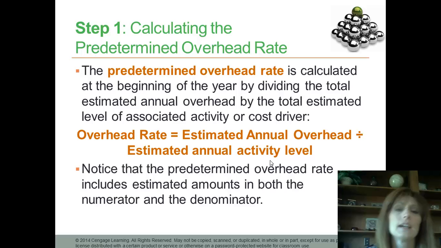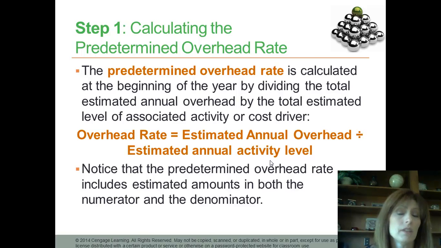Step 1, we're going to calculate the predetermined overhead rate. So what we're going to do is take the total estimated annual overhead by the total estimated level of activity for whatever the cost driver is. That cost driver will be different depending on the company that we work for and the type of product that we produce. So one company might use their cost driver as being miles. So if I'm a delivery company, I'm going to say, all right, what drives my cost the most are the number of miles I have to drive. So that might be my cost driver.